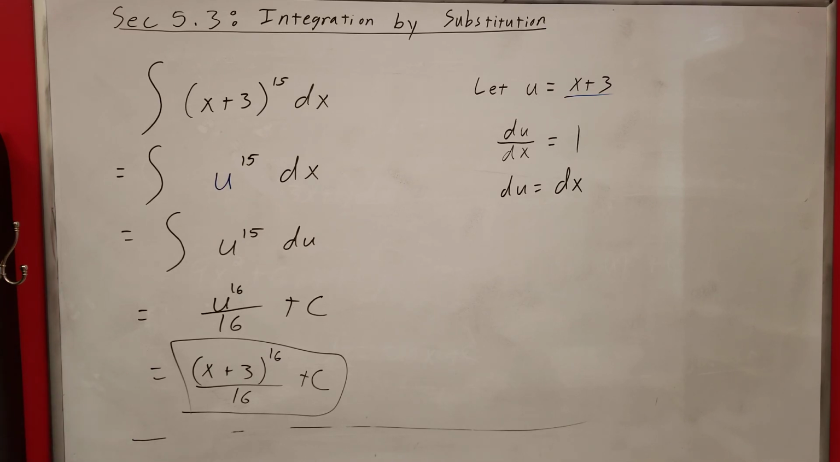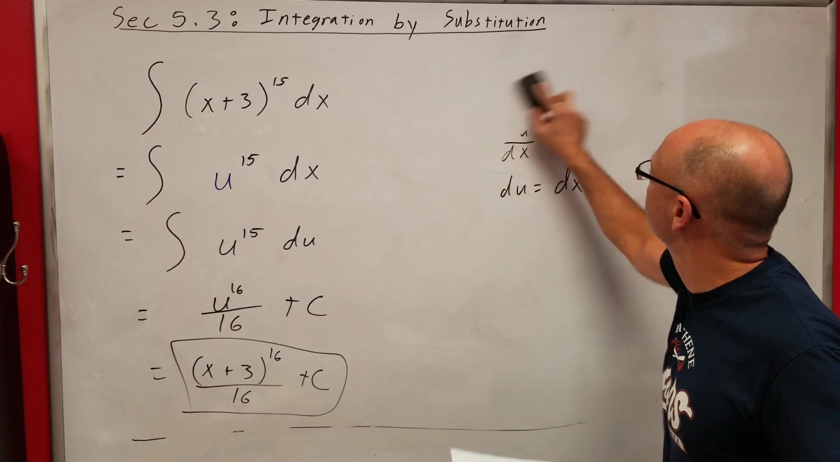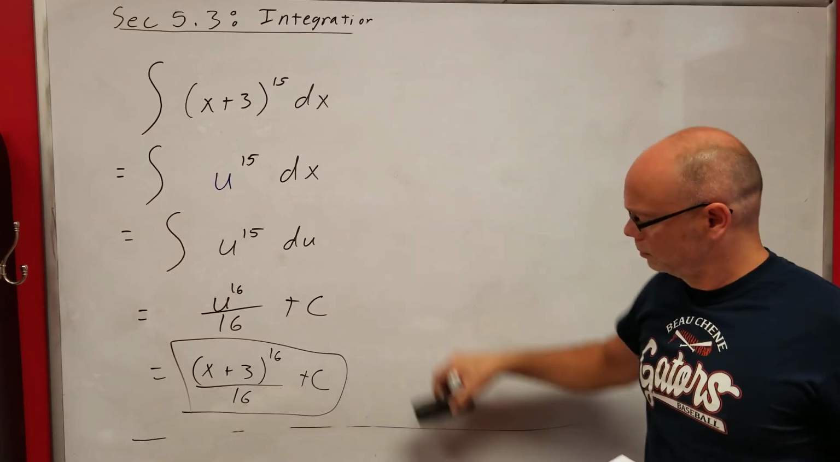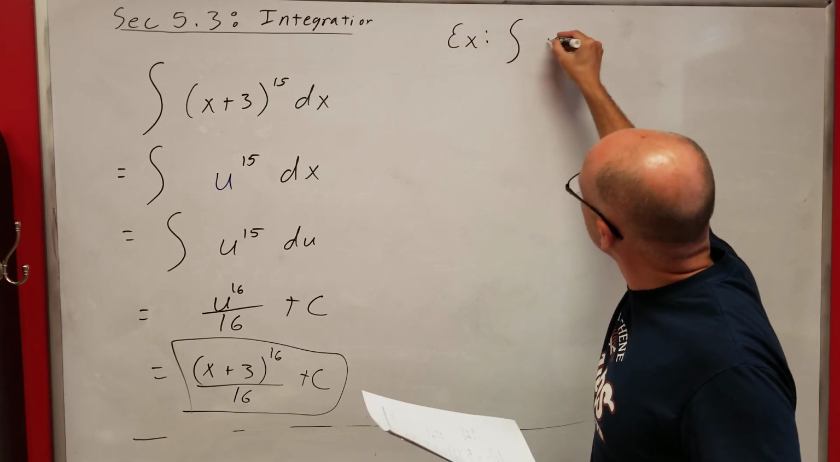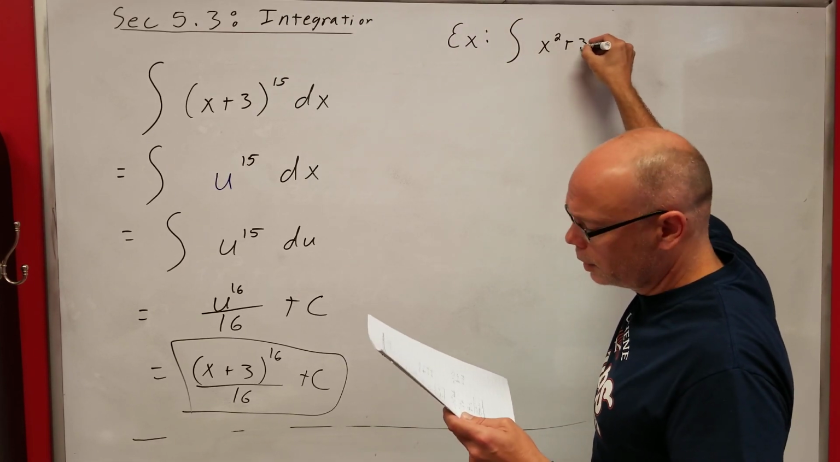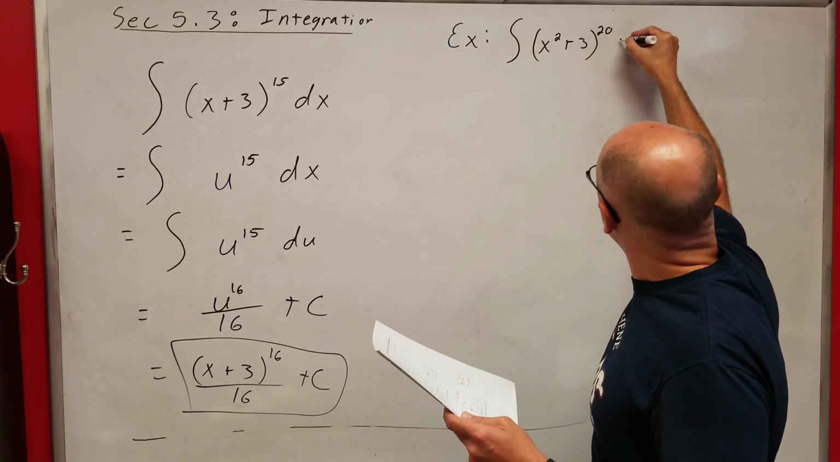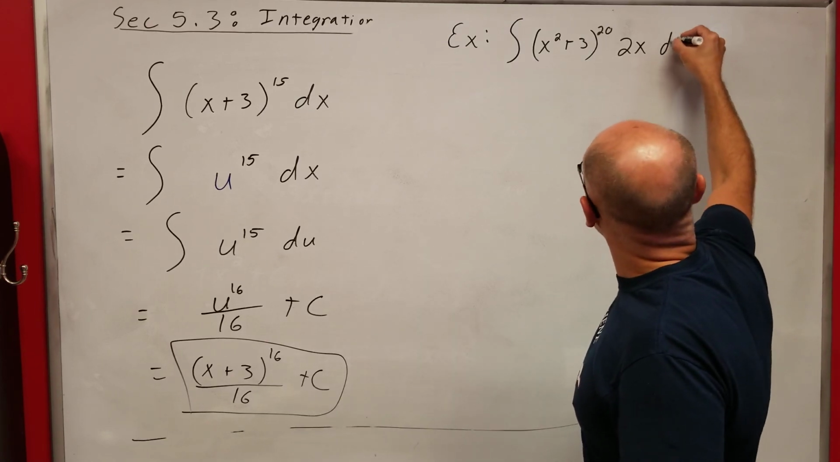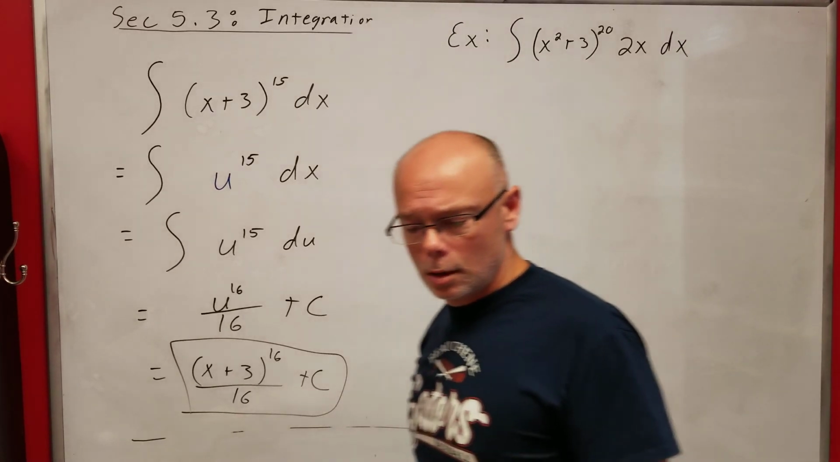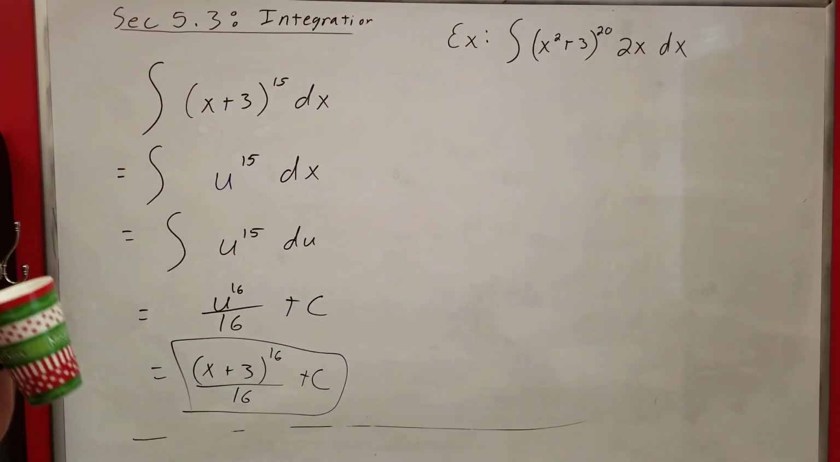Let's look at our next problem, our next example. We have the integral of (x squared + 3) raised to the 20th times 2x out here, dx. All right. Let me see. What do I do now?